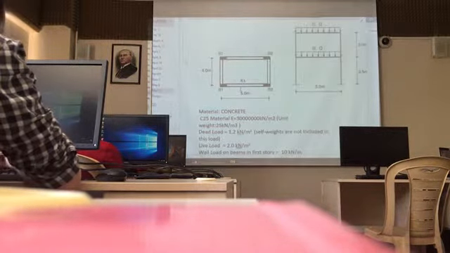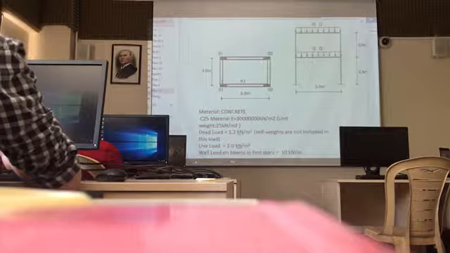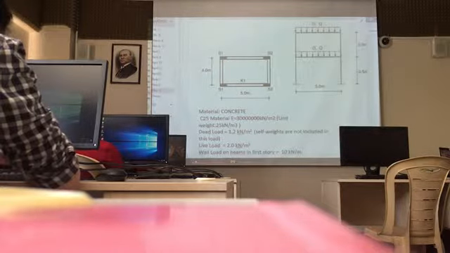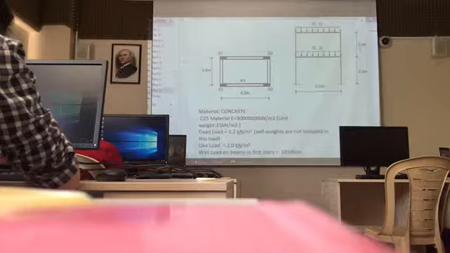What are the span lengths? 5 meters and 4 meters. In X direction, 5 meters. In Y direction, 4 meters. And the story height is 3.5 and 3. Okay.